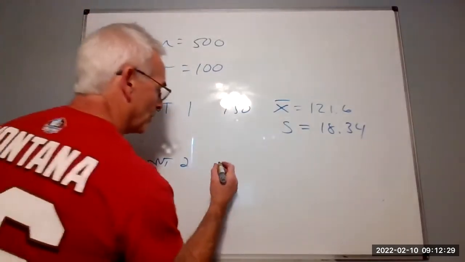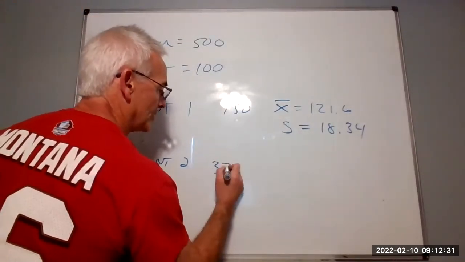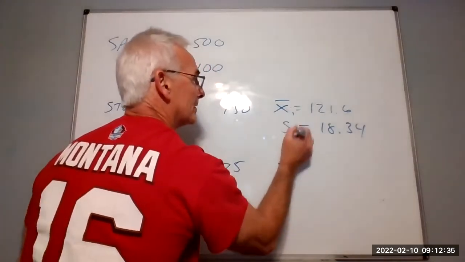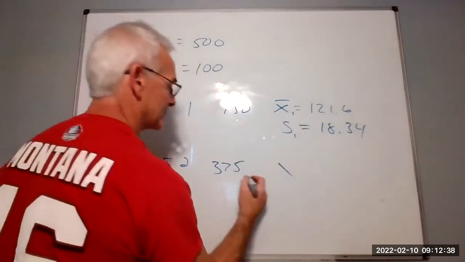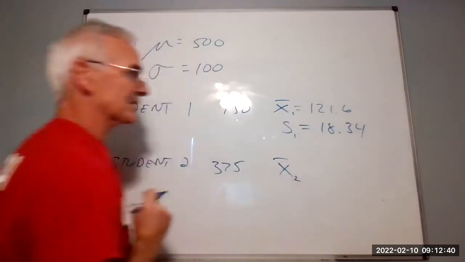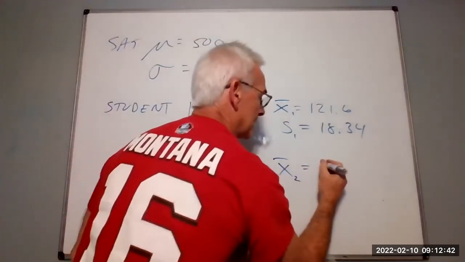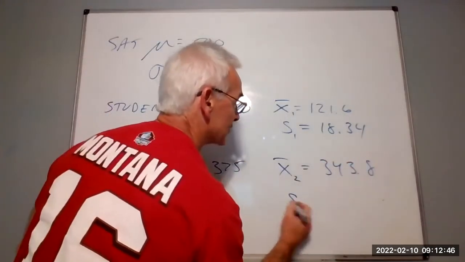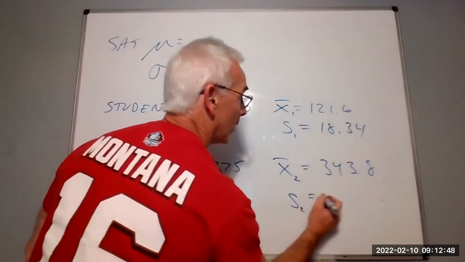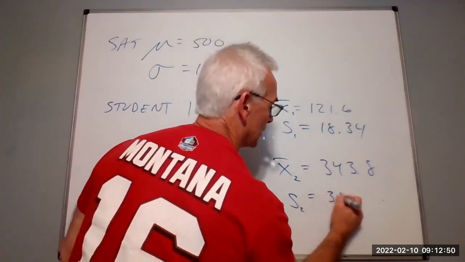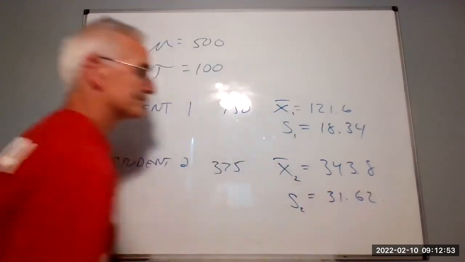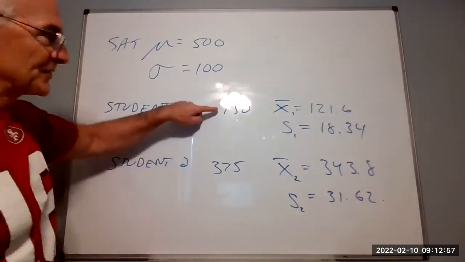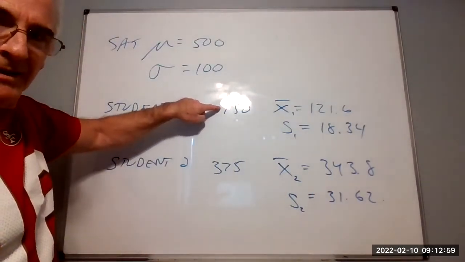Student number 2 scored 375. Let's call it S1, student 1, and so the second set, but their class had a mean of 343.8, and they had a standard deviation of, let's say, 31.62. Okay, these are reasonable.